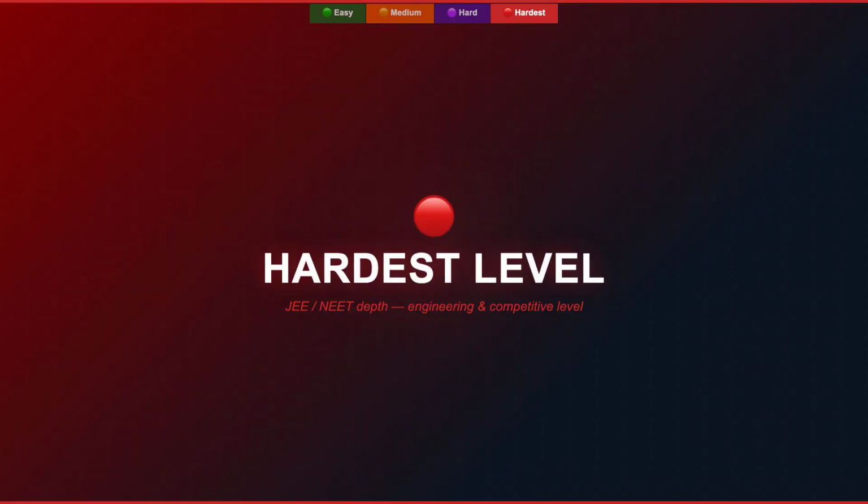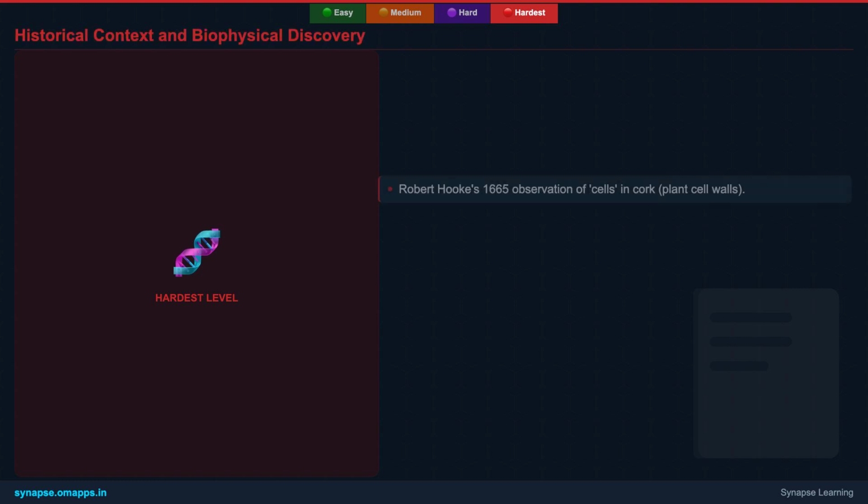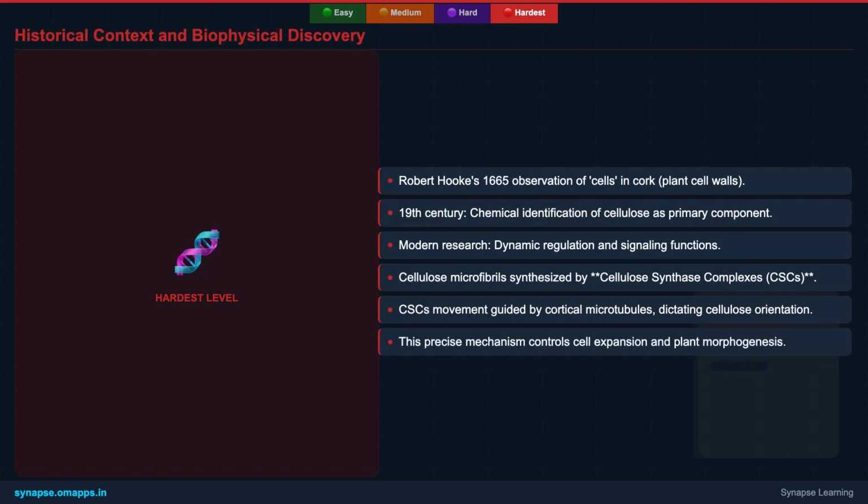You've mastered the hard level. Now, brace yourselves for the ultimate challenge, the hardest level. Here, we'll delve into competitive depth, engineering insights, and the cutting-edge aspects of the cell wall. Our understanding of the cell wall has evolved dramatically since Robert Hooke's initial observations. From simple structural recognition, we now appreciate its dynamic nature and complex biosynthesis.